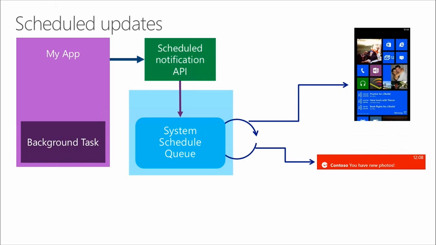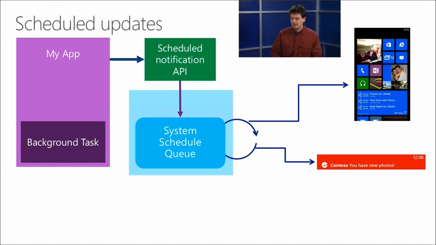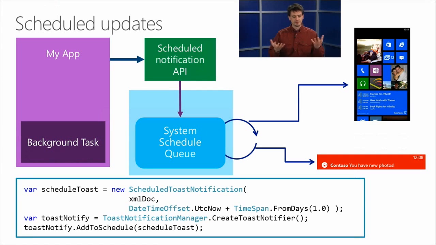And the system is checking that schedule queue, checking that schedule queue. And when it sees a notification that has been scheduled, it'll send an update to the tile or send an update to the toast. Using that looks like this, where we just use the scheduled toast or scheduled tile notification API. We give it that XML doc that I've been showing up on the screen, and then we give it a time when we want it to update. Send that to our notification manager, and we just add it to the schedule.